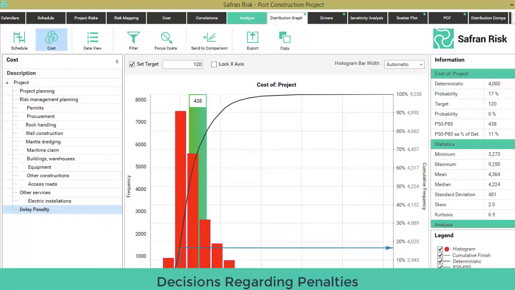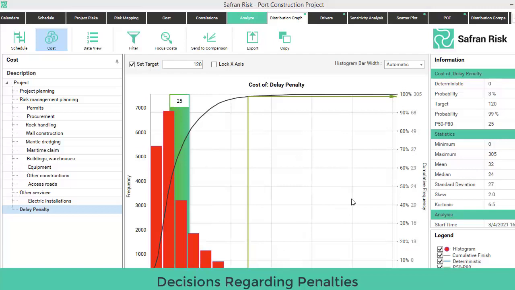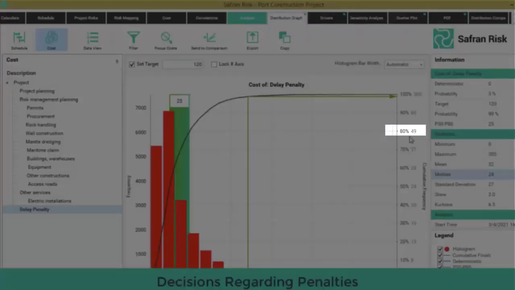Simply, on the distribution graph, select Delay Penalty on the left-hand side, Cost Description table, and you will see the chart immediately updated. You will read a median penalty of $24 million and an 80th percentile of $49 million, read on the left-sided vertical axis.